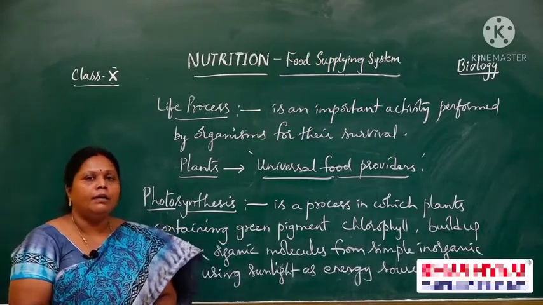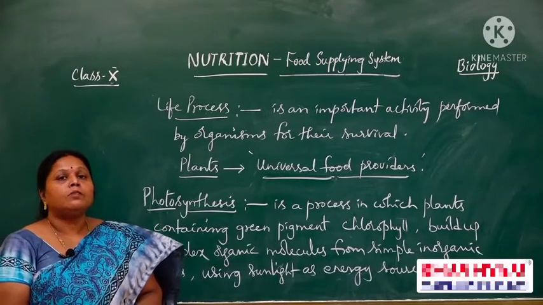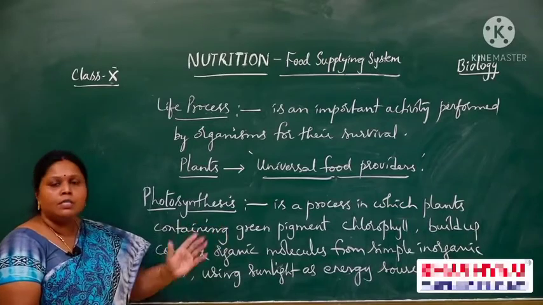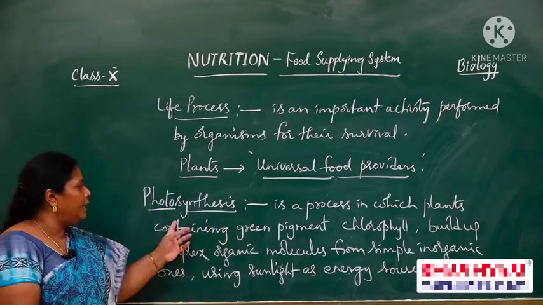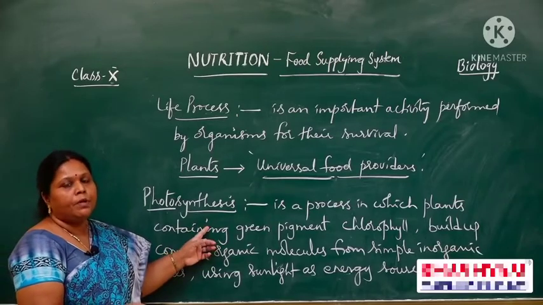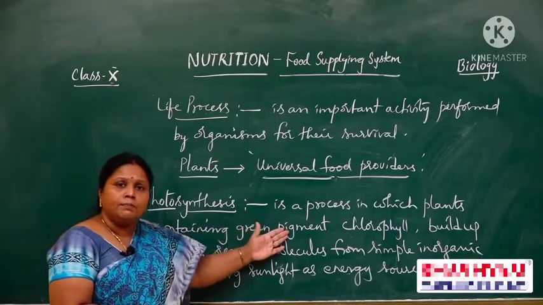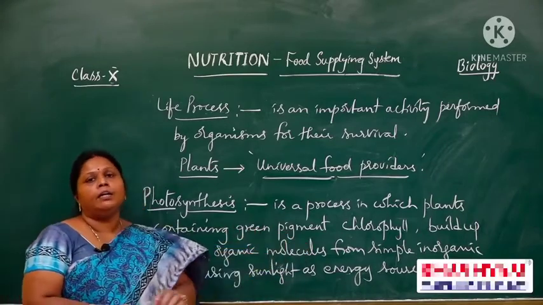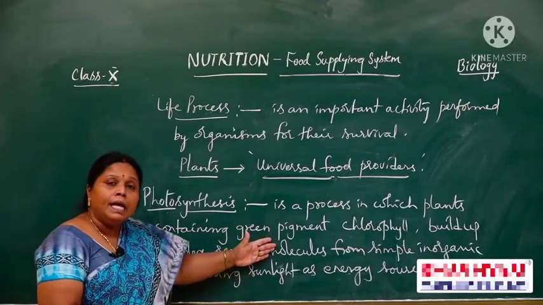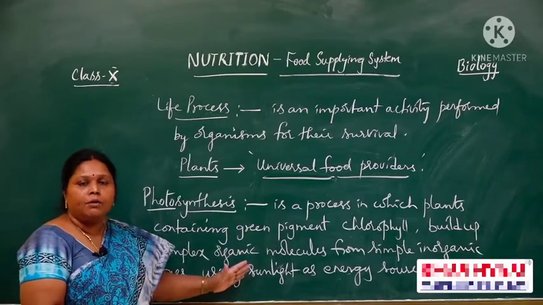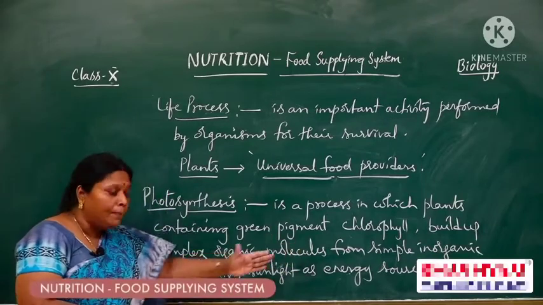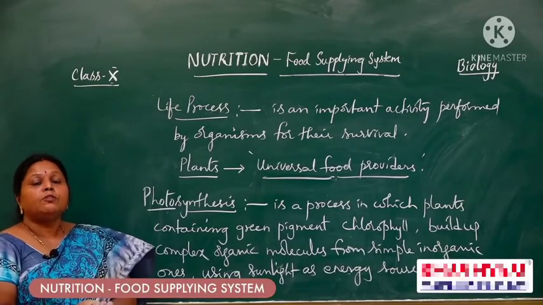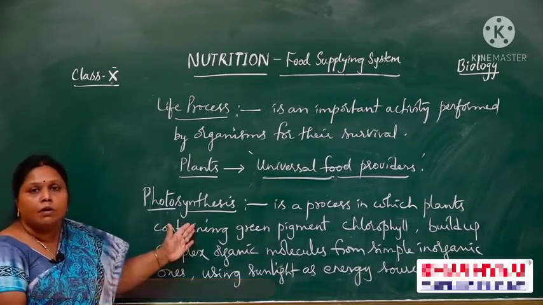What are the plants called? Universal food providers. So that life process is called photosynthesis. What is it called? Photosynthesis. Photo means light, synthesis means to prepare. So here in this process, the plants containing the green pigment called chlorophyll are building up complex organic molecules using simple inorganic ones, with sunlight as their energy source. So this is how photosynthesis goes on in the plants.